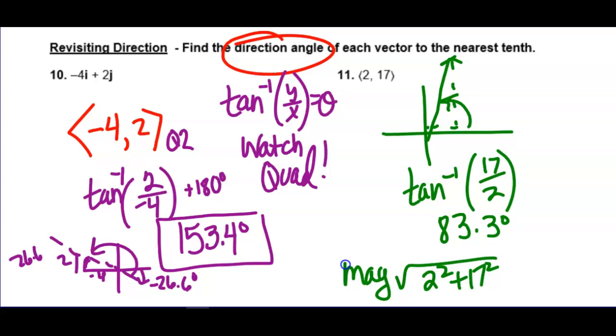Just trying to recap all the concepts here. And you would get 17.1 is the magnitude. Okay.